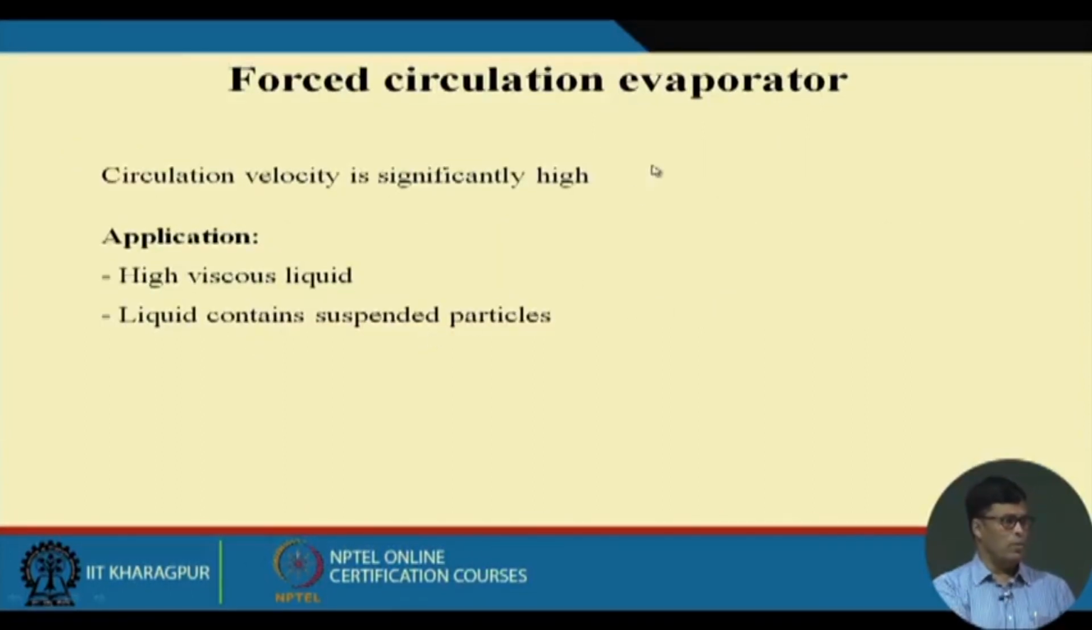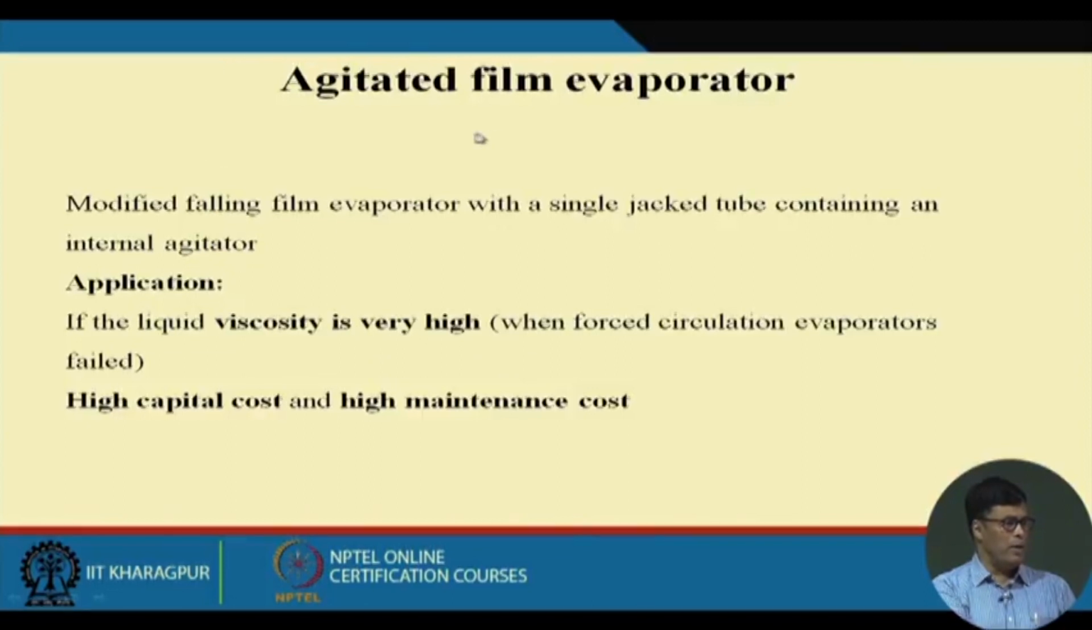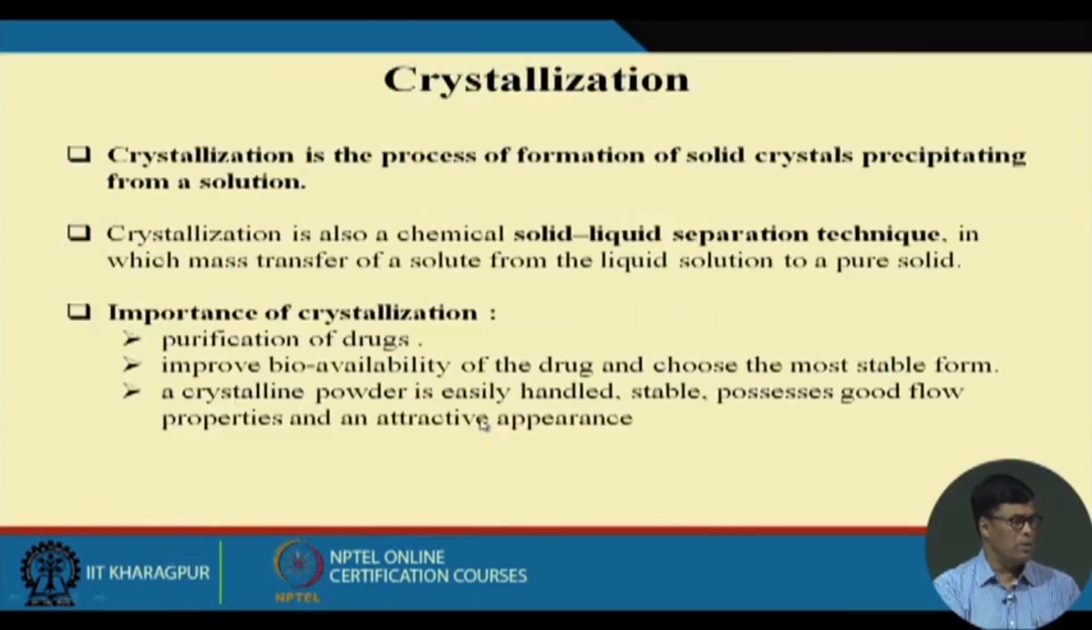Then we have the forced circulation evaporator. This is used for highly viscous liquids and liquids containing suspended particles. We have the agitated film evaporator, a modified falling film evaporator with single jacketed tubes containing an internal agitator. The application is when the liquid is very viscous, then this can be used. High capital cost and high maintenance cost are required in this. Now, crystallization; this is all about the evaporator.